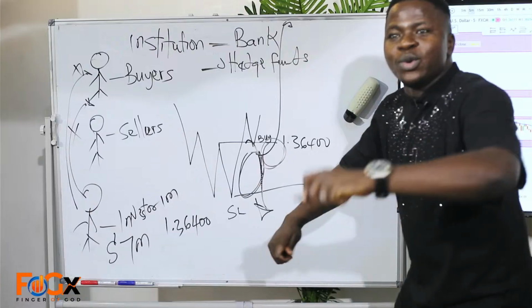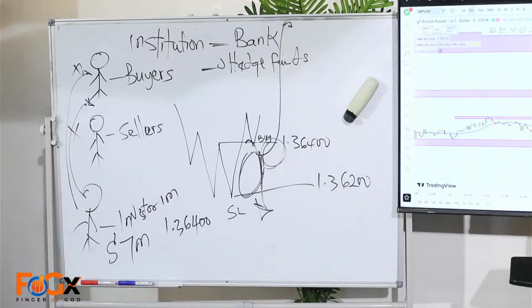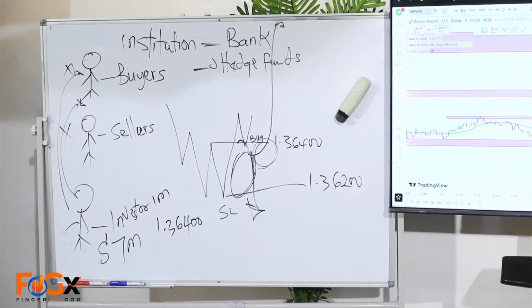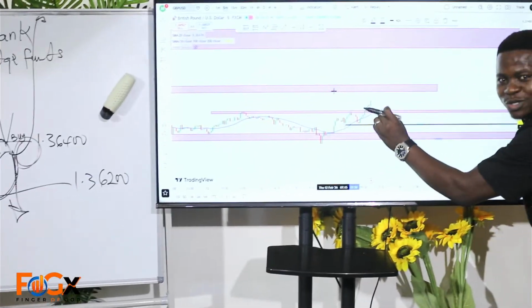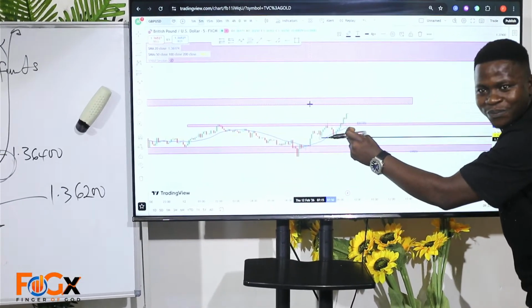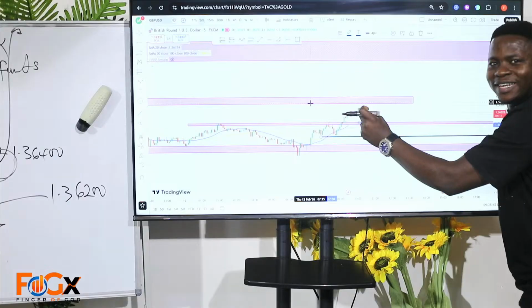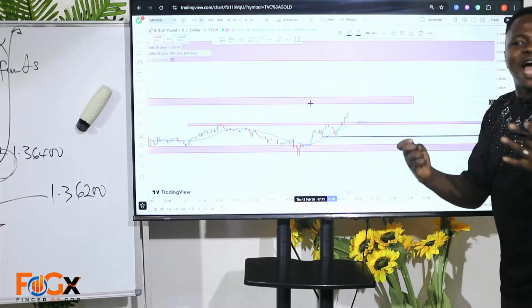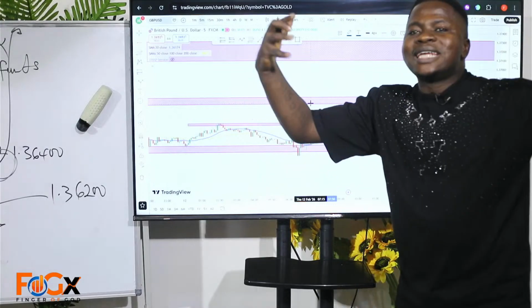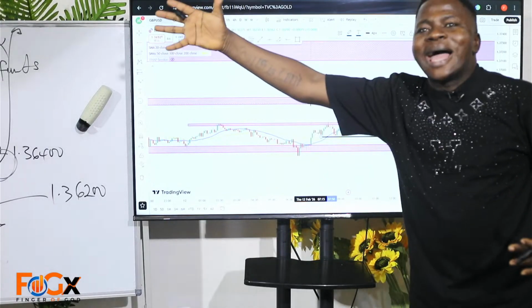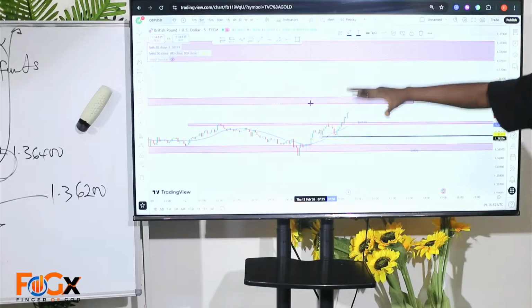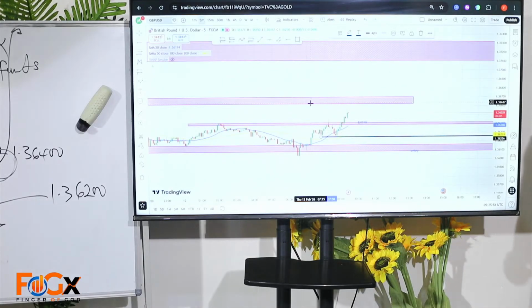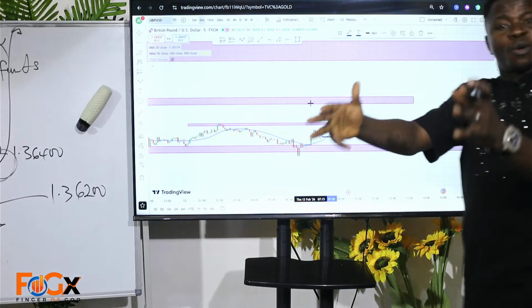So that's why you will see price, when you enter a trade, dangling around your entry. It will go down a little, come up again. Go down a little again, come up again. When the order has been fully filled, and there are more buyers in that area, then price begins to push higher.